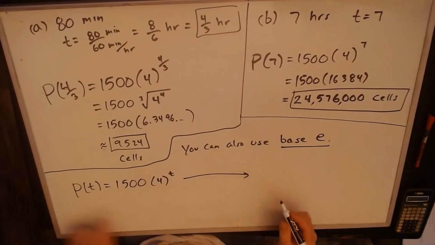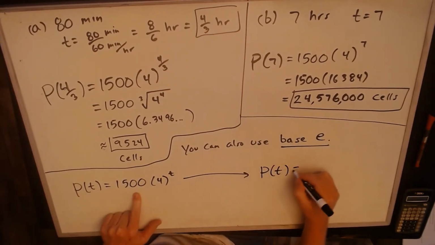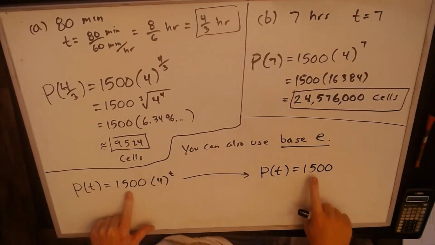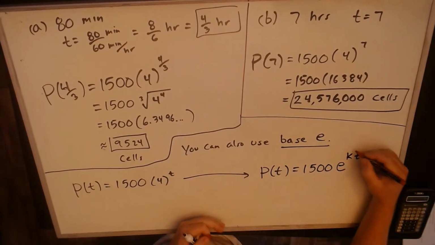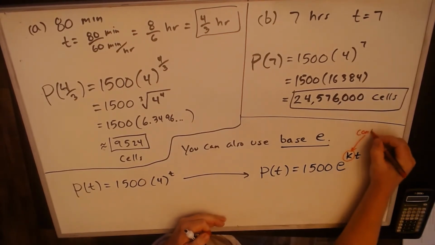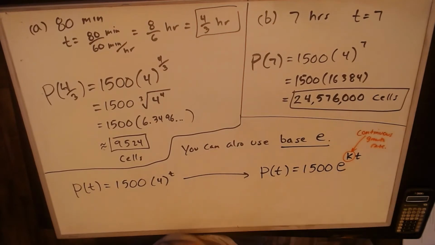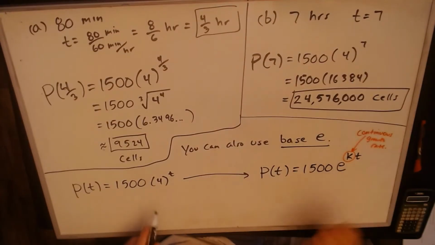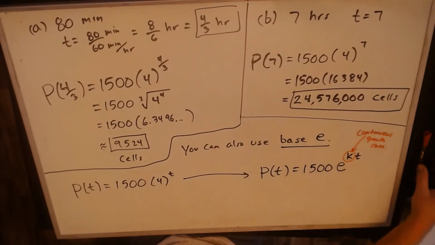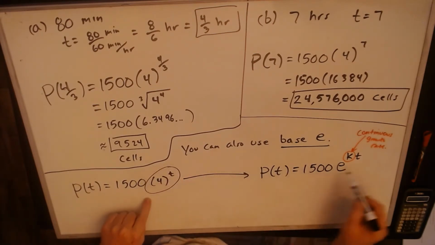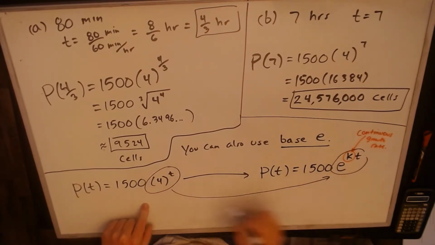You can convert that to base e. The constant remains the same. We saw that before. You change the base, but then you put a continuous growth rate. That's what k represents. Continuous growth rate, as opposed to the hourly growth rate. Over here we have an hourly growth rate of 300%. But now I can turn that into a continuous growth rate just by setting these exponential pieces equal to each other and solving for k.